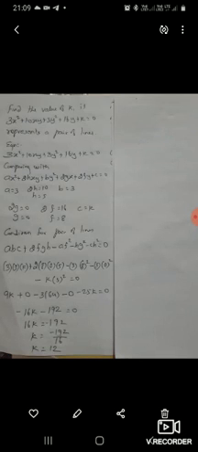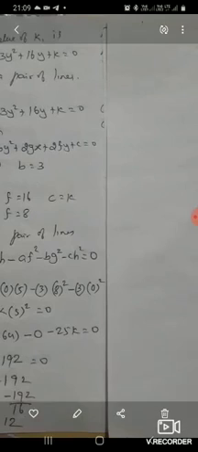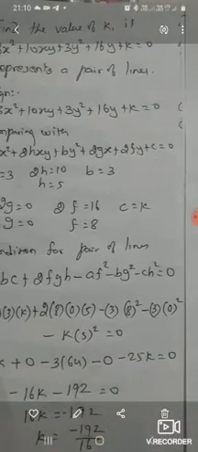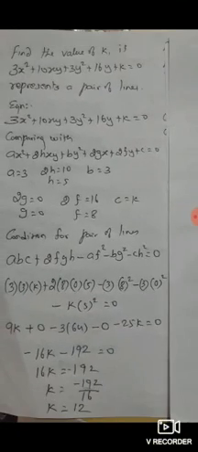Find the value of k if the equation 3x² + 10xy + 3y² + 16y + k = 0 represents a pair of lines. Here the x term is not there. It is given that it represents a pair of lines, which means the necessary condition is equal to 0. But we have to find the value of k.